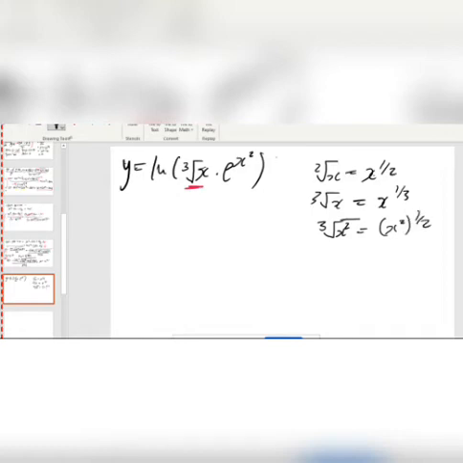1 over 3, sorry, 1 over 3. Then you'll get x to the power of 2 over 3. Do you guys understand that part?